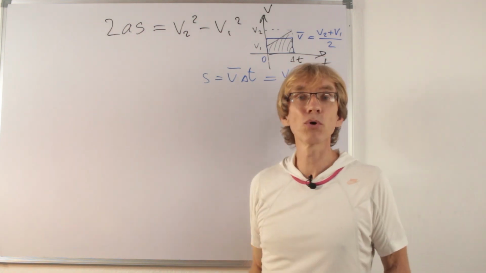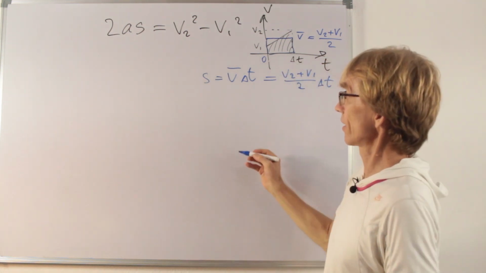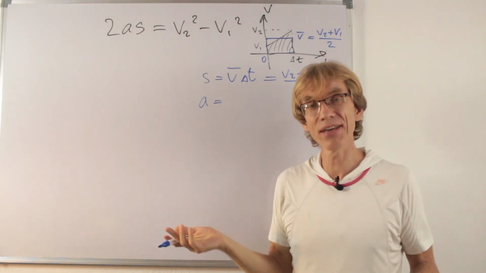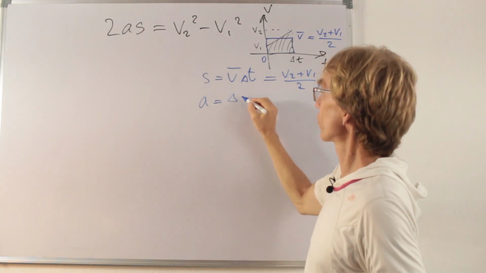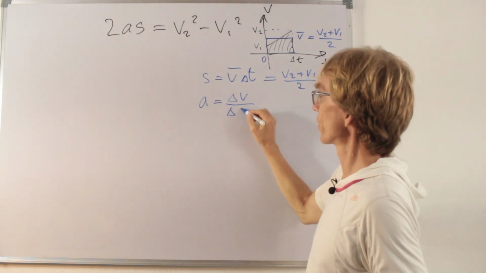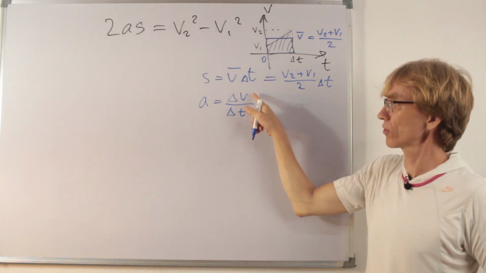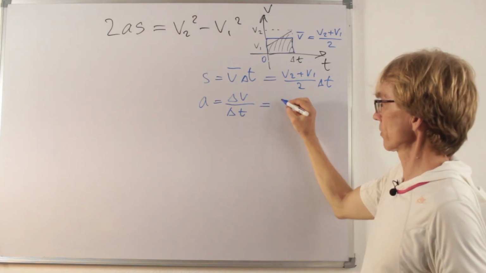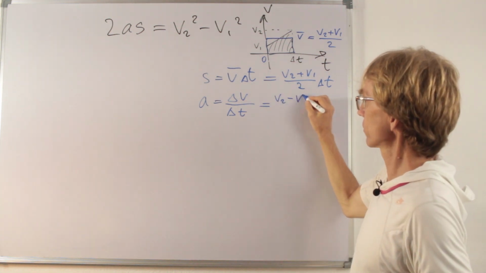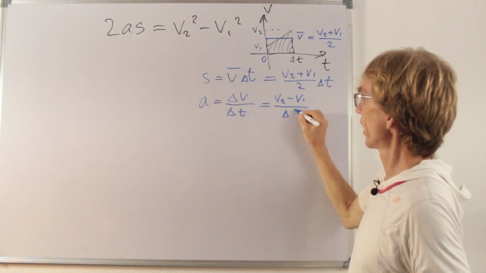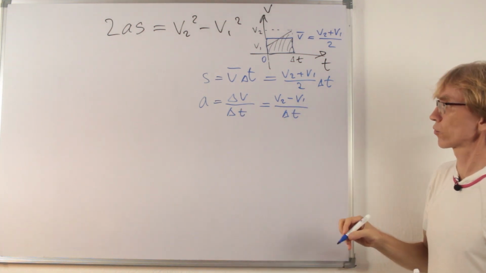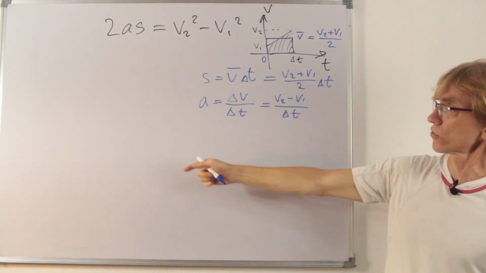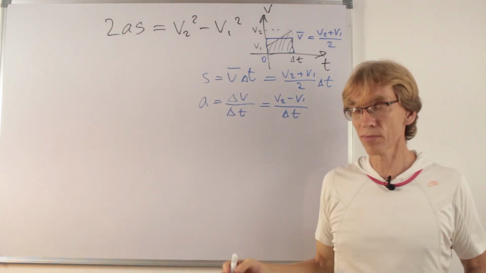Second one, for acceleration. What is acceleration? By definition, this is a change in velocity over time. Change in velocity per second. What is this change, this difference? Final minus initial, over the time during which this change took place. Now we have S and A, and we can just multiply them by each other.